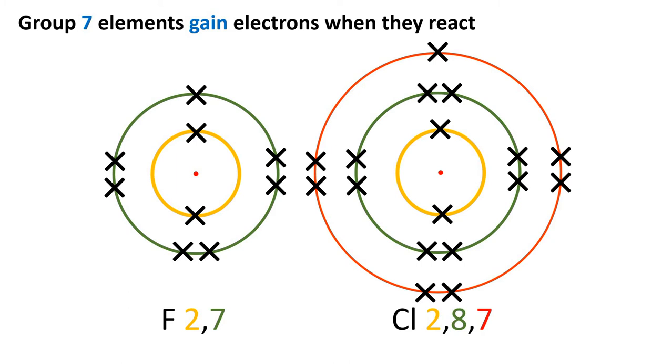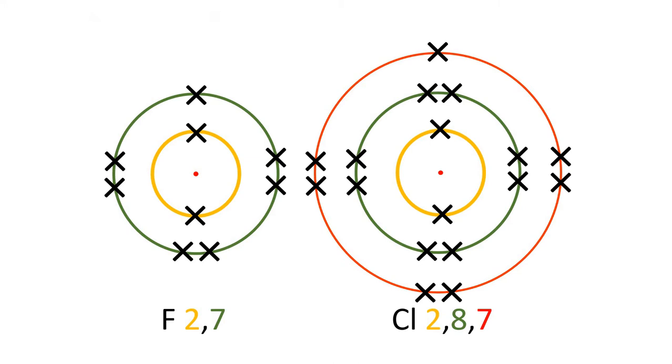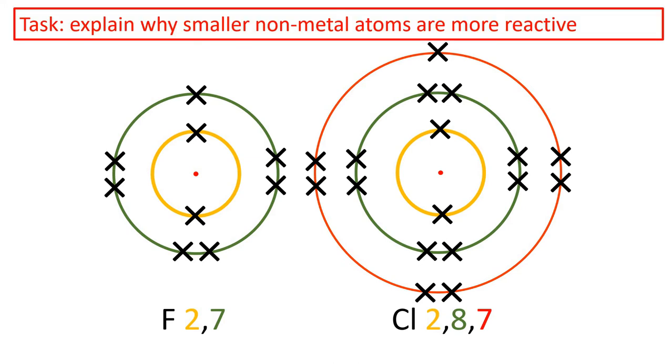Okay? So bearing in mind that they gain electrons, why are smaller non-metal atoms more reactive? So why is this fluorine on the left-hand side more reactive than chlorine on the right-hand side? Again, pause here, write your answer in your books. You have about 3 or 4 minutes to do so.